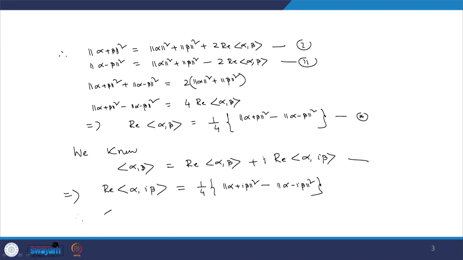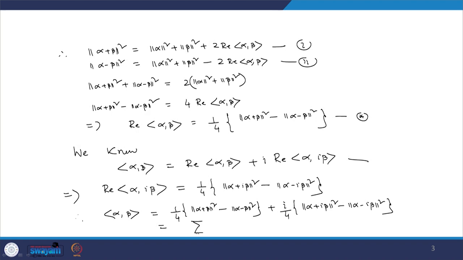So finally, we see that the inner product of alpha, beta can be written as 1 by 4 of norm of alpha plus beta whole square minus norm of alpha minus beta whole square, plus i by 4 of norm of alpha plus i beta whole square minus norm of alpha minus i beta whole square. And this can be written in a compact form as sigma n equal to 1 to 4. You know, one can write i to the power n by 4 and norm of alpha plus i to the power n into beta whole square. Please check it.